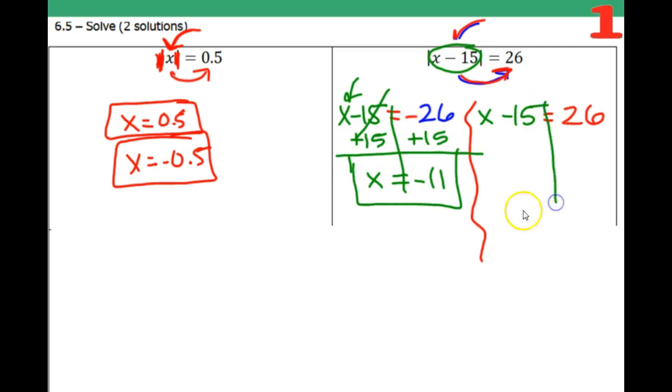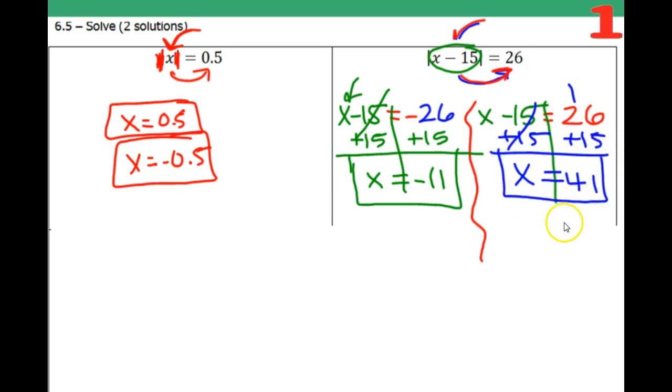Same thing on this next one. If I solve this, get rid of subtracting 15, I'm going to add 15. We have x equals, and 6 plus 5 is 11. 2 plus 1 is 3, plus 1 more is 4, so 41.